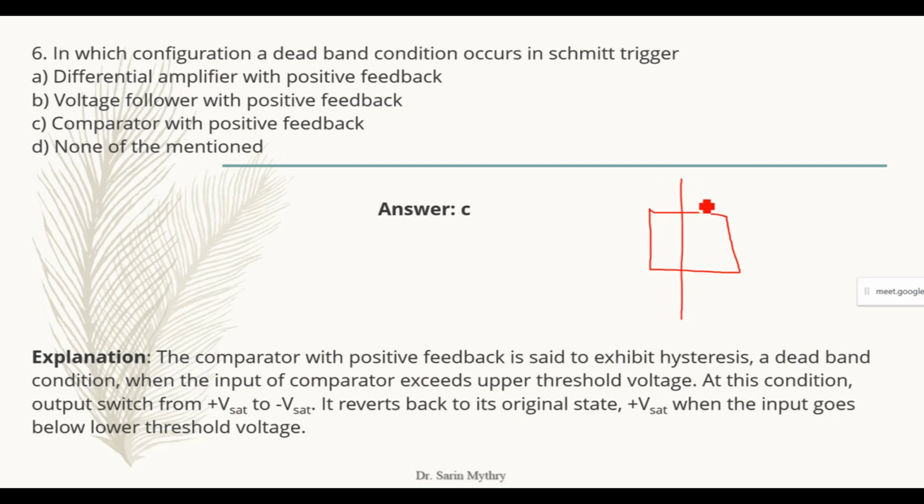Hysteresis band, with the help of positive VSAT and also negative VSAT, we have studied how the signal is going to range from one particular voltage point to the positive VSAT, and again how it is going to be equal to the negative VSAT.